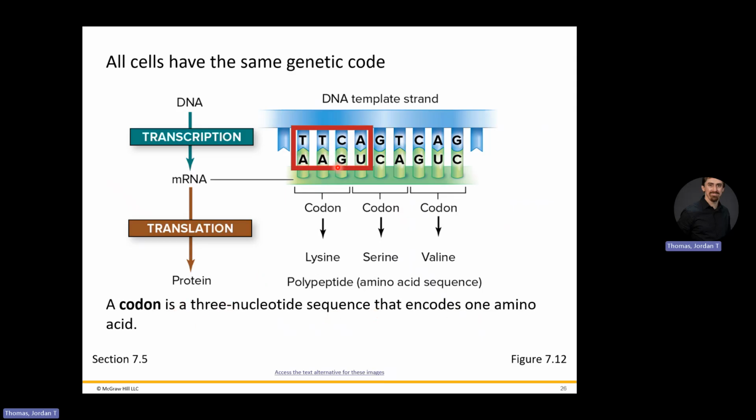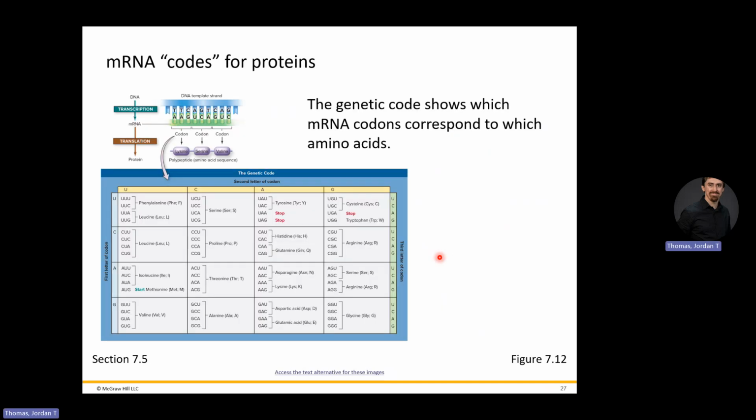So here we have A, A, and G, they code for lysine. U, C, A, they code for serine. G, U, C, they code for valine. So every three nucleotides codes for one specific amino acid. And that's how we go from mRNA to a protein.